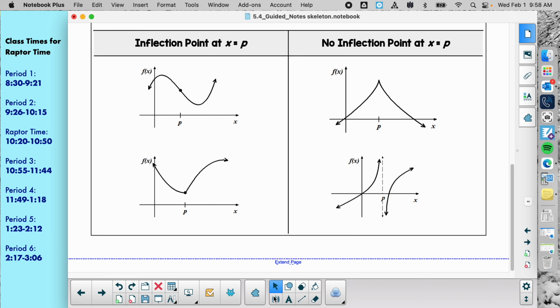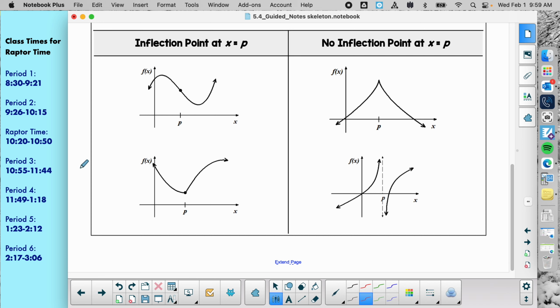If any part of your picture looks like a U, it is curving up. When I'm looking at this one right here, this is the left-hand side of a U. If any part of your picture is an upside-down U, that is curving down. And if you look at this, this is the left-hand side of a downwards U. That's how my brain interprets whether it's curving up or curving down.